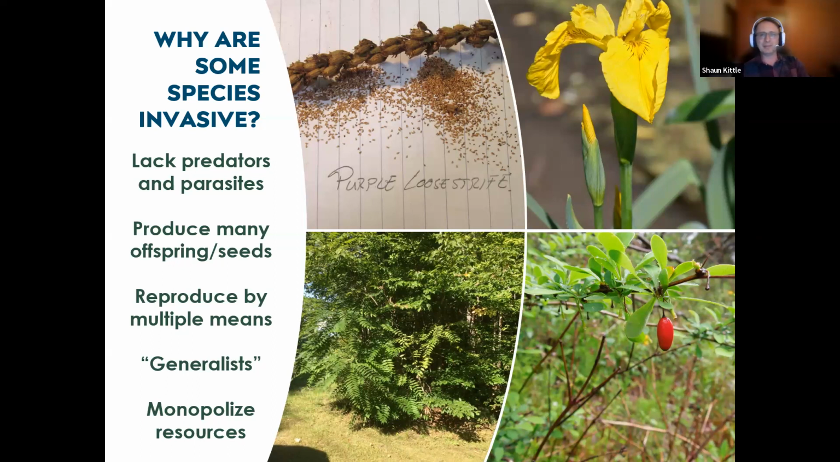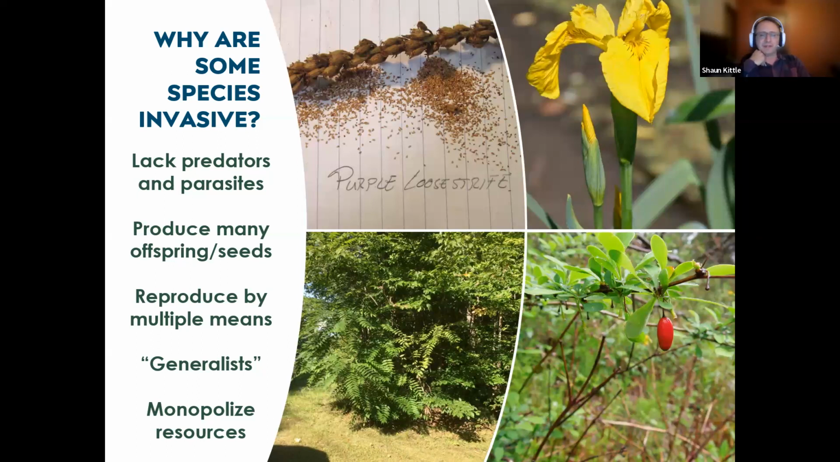It's also nicely labeled, and you can see all the seeds there on that piece of paper. One purple loosestrife plant can produce millions of seeds. So it's quite prolific. They can also reproduce by multiple means. Yellow iris to the right next to the purple loosestrife there. Yellow iris can reproduce by producing seeds or through these really fast growing rhizomes. So it has a couple ways in which to spread.